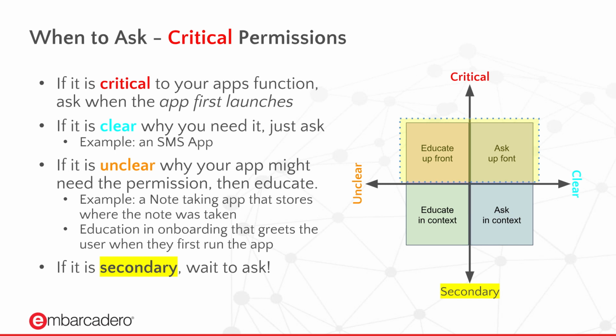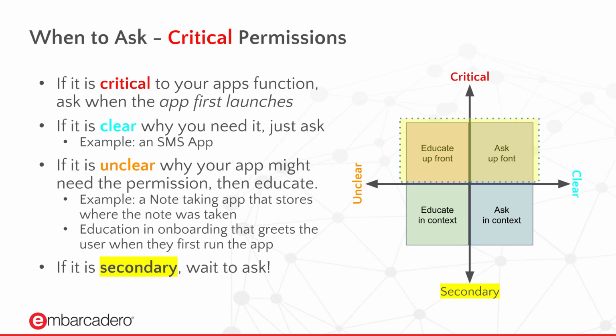If it's unclear, then you want to educate the user on why you need it. This could be a series of onboarding screens that walks them through: hey, welcome to Fabulous Photo App. We also need location permission for this reason, right? Explain why you need it and then ask them for it.